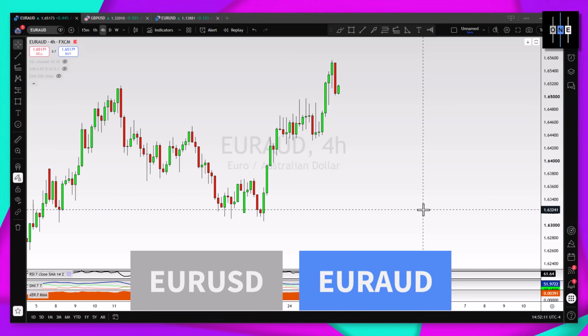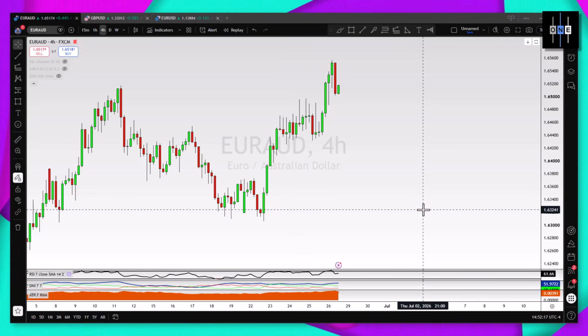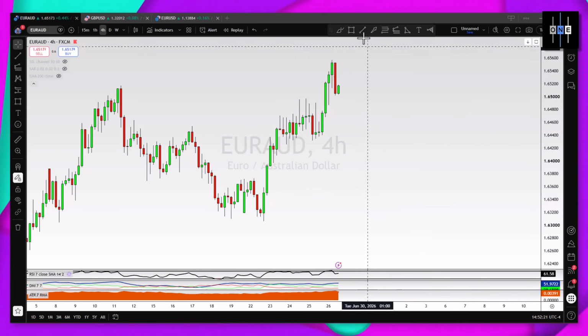Our next setup is going to be on the Euro Aussie, and this one was exciting because I originally looked at it for one reason, and then I noticed it was something else that I told myself I would try to find, but I haven't been able to find one yet. So the initial look was another trend continuation trade.